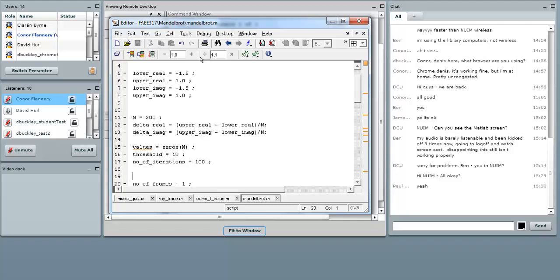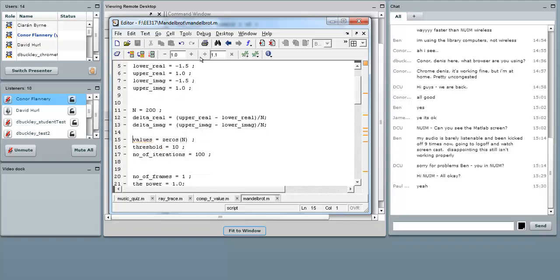We initialize for every value of C that we're going to step through. We're going to assume at the start that it does not go to infinity, it stays bounded. So we'll make them all 0 at the start. So values is an n by n matrix, full of zeros at the start. Threshold we'll see in a second. It's a threshold process and a number of iterations.